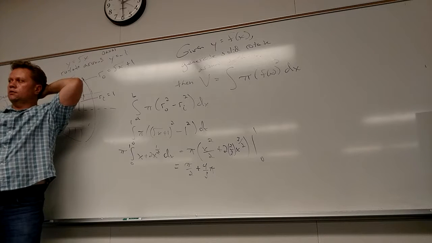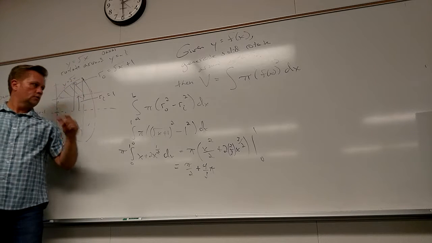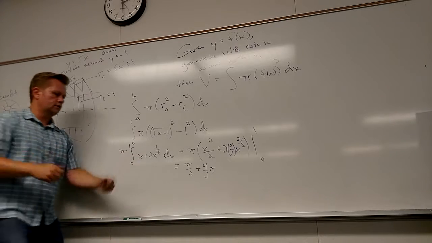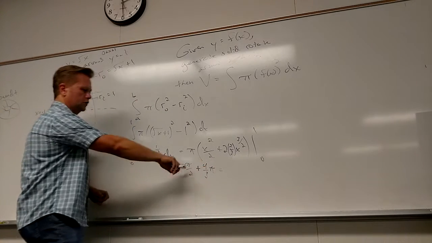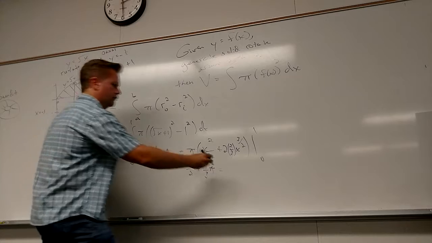Yes? Do you add those up that bad? The pi over 2 plus 4 pi. Oh, yeah. Since these are like terms, you can, so 3 pi plus 8 pi, 11 pi over 6.